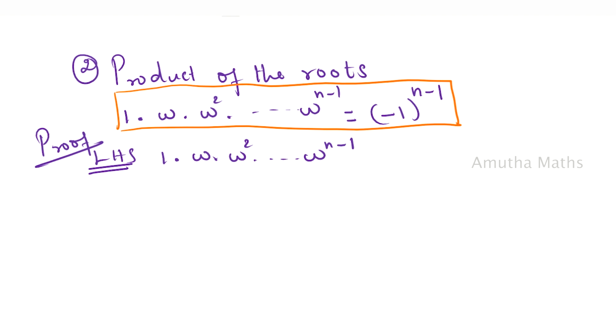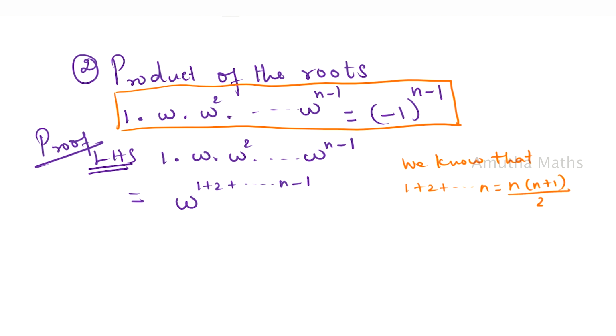இப்போ பெருக்க போறேன். First property எல்லாம் add பண்ணோம், கூட்டுனா என்ன வரும்? 0. இப்போ பெருக்குனா, multiply all the n roots, what will you get? Minus 1 the whole power n minus 1. So that is equal to omega power 1 plus 2 plus etc. n minus 1. See, we know that the sum of first n natural numbers 1 plus 2 plus etc. n is equal to n into n plus 1 divided by 2. Is it not?